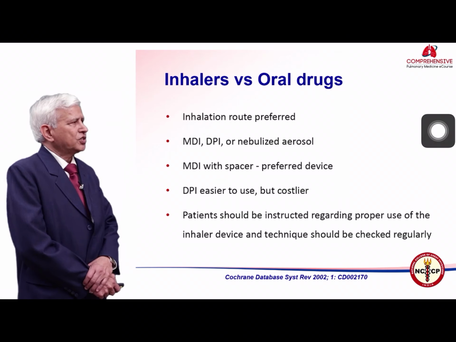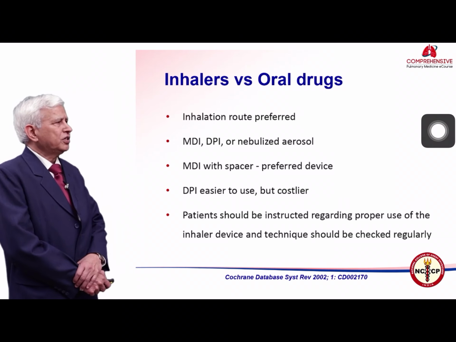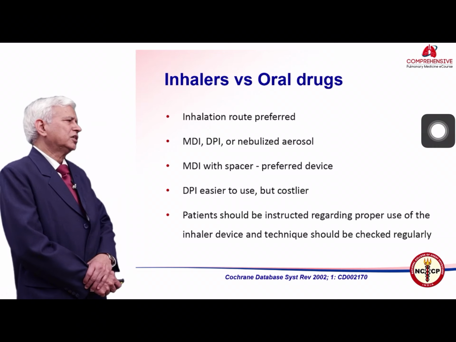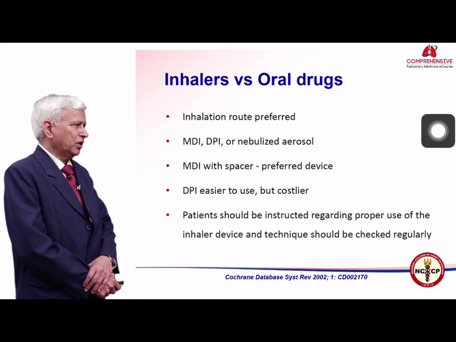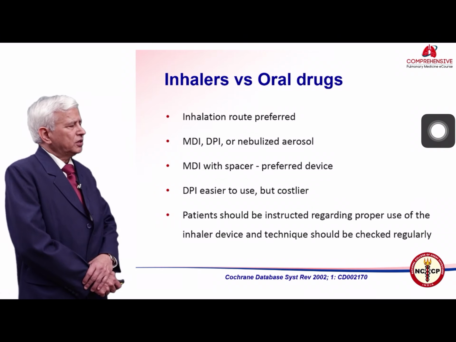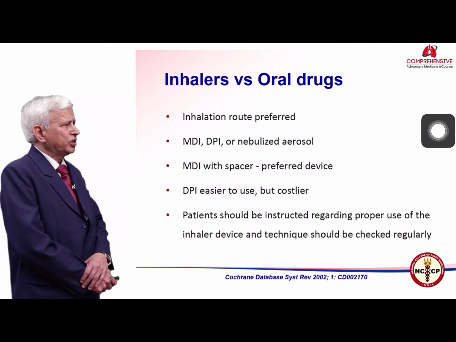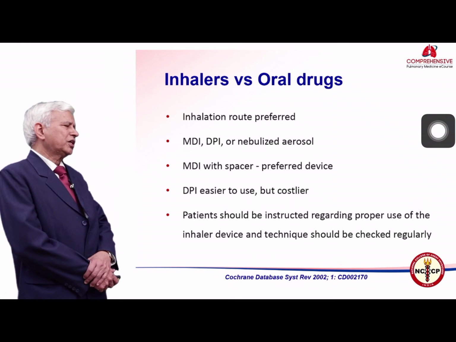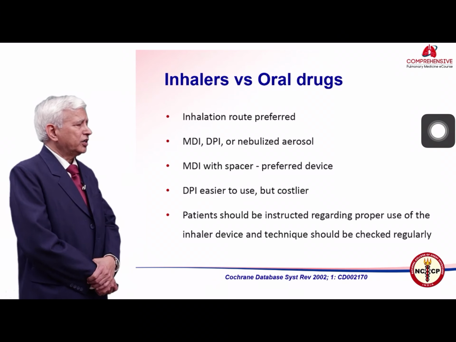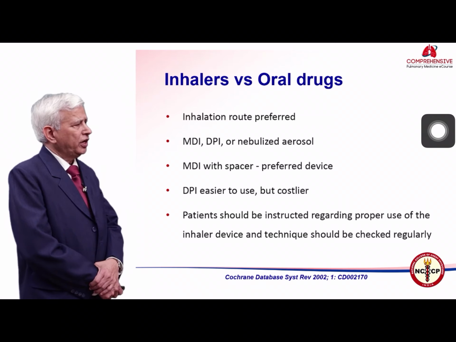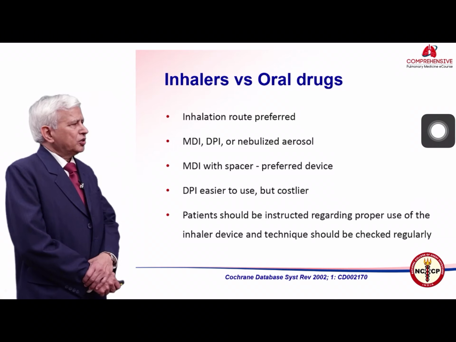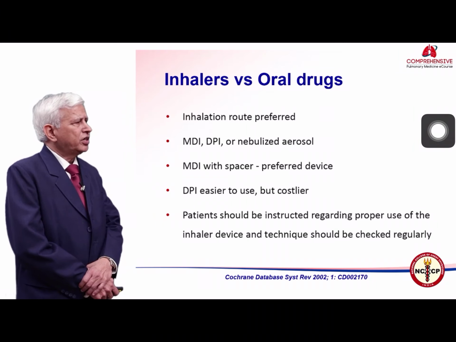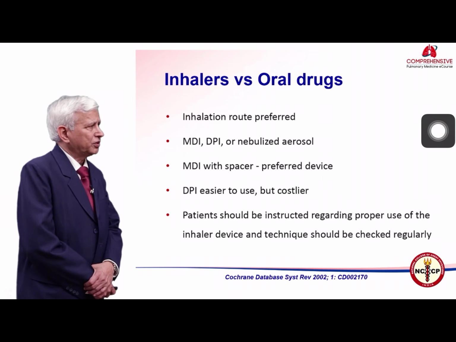If you compare inhalers versus oral, there is enough evidence now that the inhalational route is preferred. One can use either metered dose inhalers or dry powder inhalers, and for patients who cannot take either of these forms, nebulized aerosols are also available. There is evidence that MDIs used with a spacer are almost equally effective as the nebulized aerosol, so one should prefer MDI with spacers. DPIs, the dry powder inhalers, are easier to use but a bit costlier, and some patients with severe disease may not be able to generate enough inspiratory flow to inhale the dry powders. It is important that the patient is instructed regarding proper use of the inhaler device, because with all inhalers, the technique is the most important component of treatment.